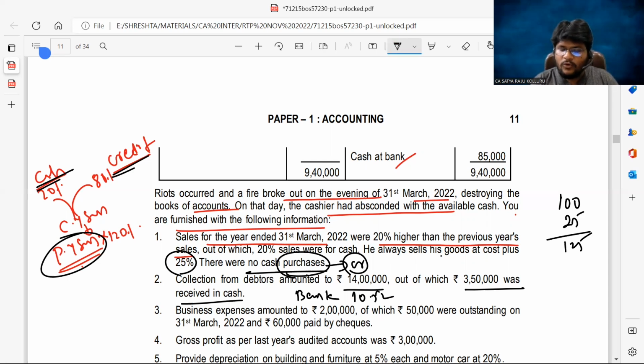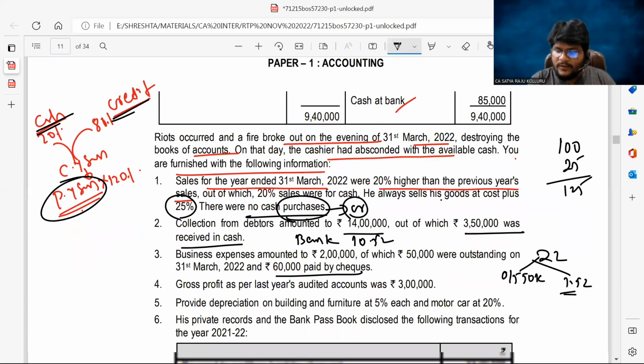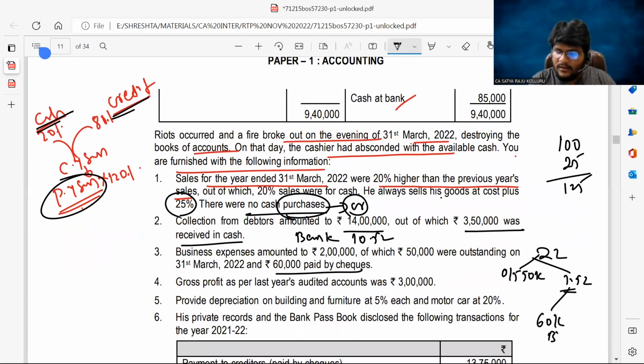Business expenses amounted to 2 lakhs, of which 50,000 were outstanding on 31st March 2022 and 60,000 paid by checks. Now, the total business expenses 2 lakhs, outstanding 50,000. That means remaining 1.5 lakh paid, right? Out of this 1.5 lakh, 60,000 paid through bank, 90,000 paid through cash. That is the point he is conveying.